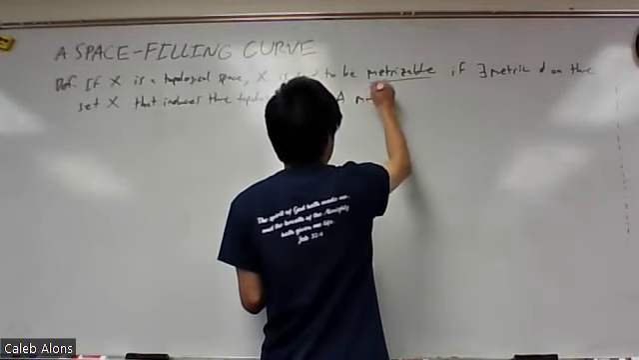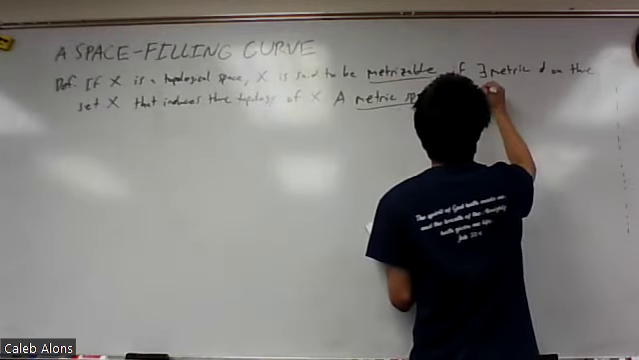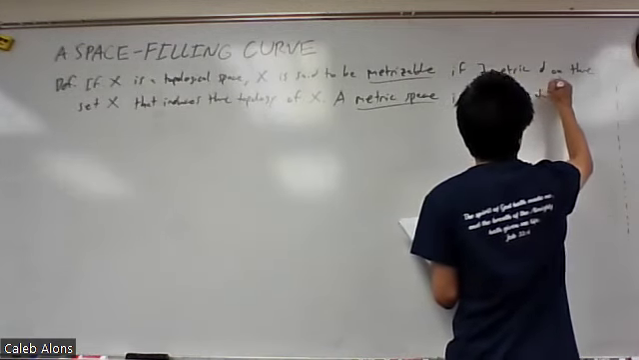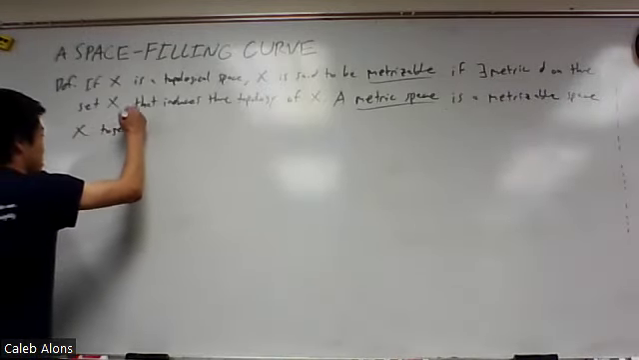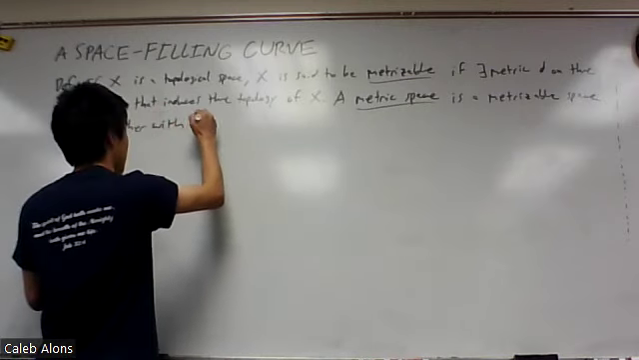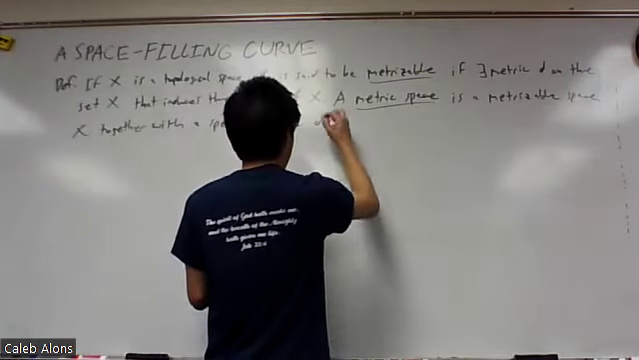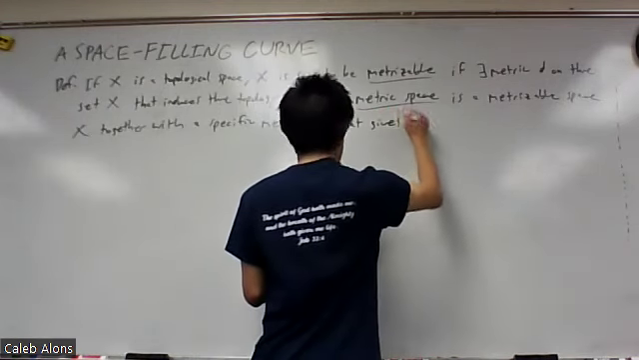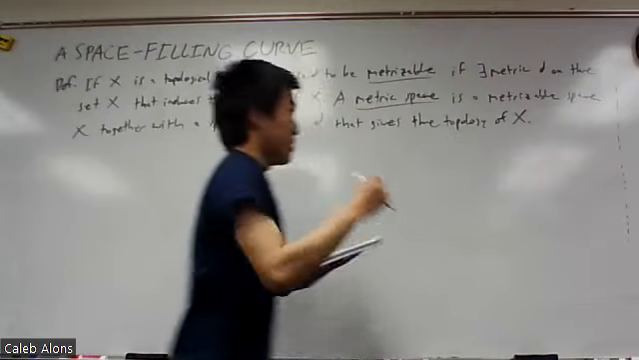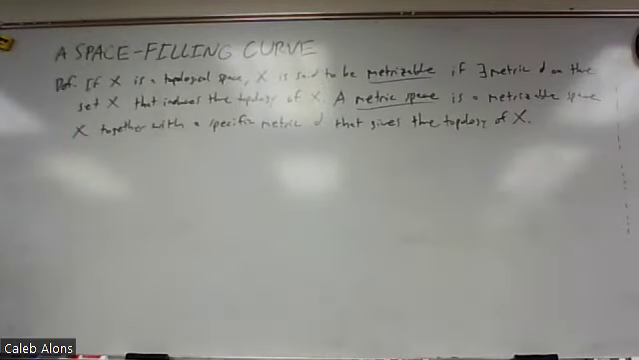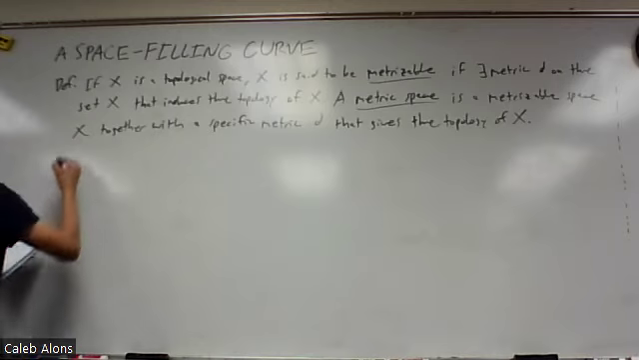And then that's where we get a metric space. We say a metric space is simply a metrizable space together with its metric, a specific metric D that gives the topology of X. So there can be different metric spaces with the same exact set, because you can have different metrics D that will induce different topologies.